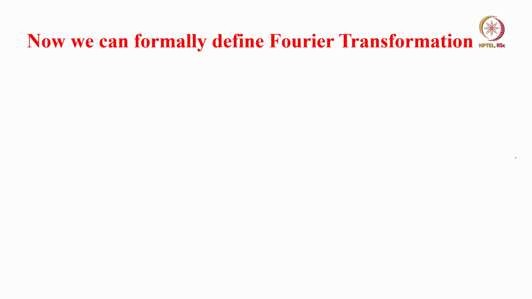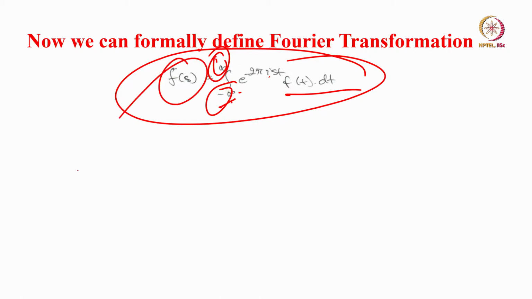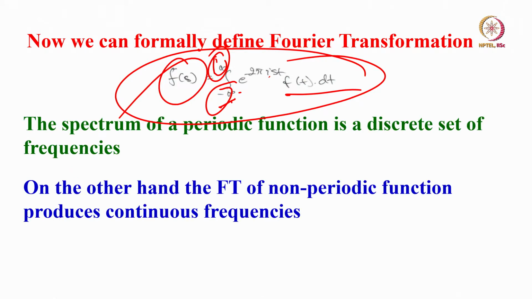Okay. So, we can now formally define what is called the Fourier transformation. The Fourier transformation is given by a function like this, F of s equal to the integral from minus infinity to plus infinity of e to the power of minus 2 pi i s t into f of t dt. So, it is a discrete function. We keep on integrating over the entire range from minus infinity to plus infinity. It becomes a continuous function. So, a discrete function can be expressed as a continuous function by doing Fourier transformation.